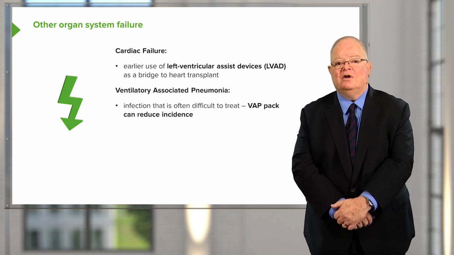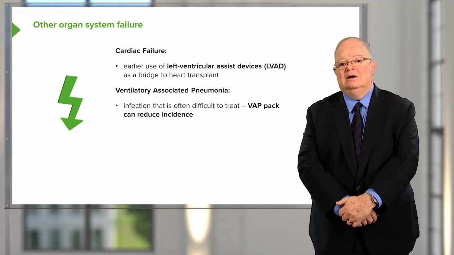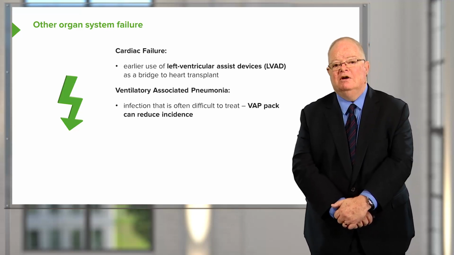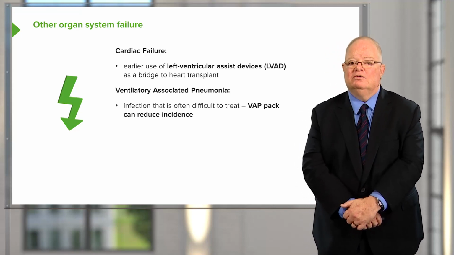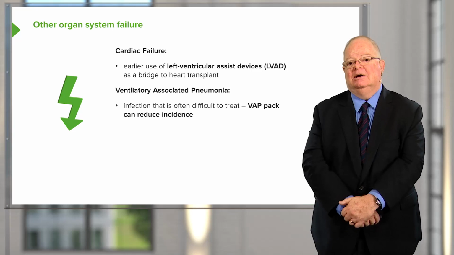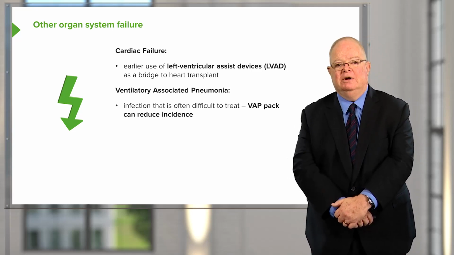Infection that is often difficult to treat is a very common problem in the ICU. Ventilator-associated pneumonia, VAP, is a common problem. Intensive care units now use what's known as a VAP pack, which reduces the incidence of VAP and improves the treatment of VAP.